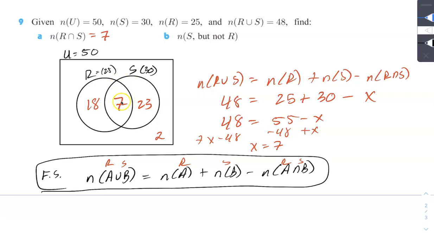Once you get the intersection, you can find the rest of it. So again, the intersection was 7. This whole circle was 30. So 30 minus 7 got me this 23. Same idea here. The whole circle is 25. Subtract the intersection, 18. Now how do you get the neither? It's the universe minus the circles. So 50 minus 18 minus 7 minus 23, which is 48. So 50 minus 48 is 2. Now let's go to the question they're asking. Find the number in S but not in R. So again, we gotta know what that is. S but not R. So I want S but I don't want any part of R. That's just right there. And that is 23. And there we go.